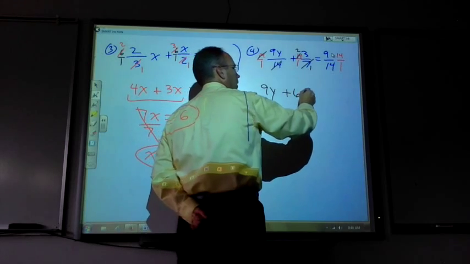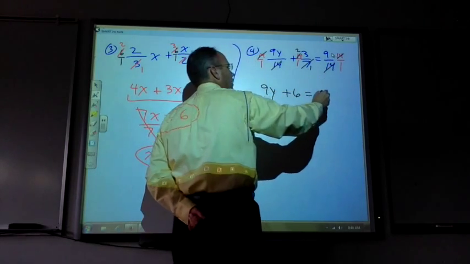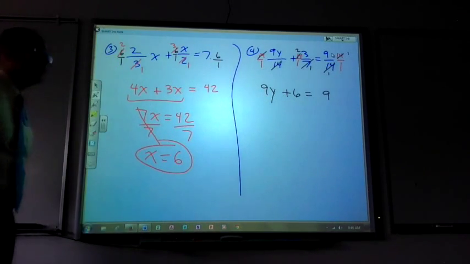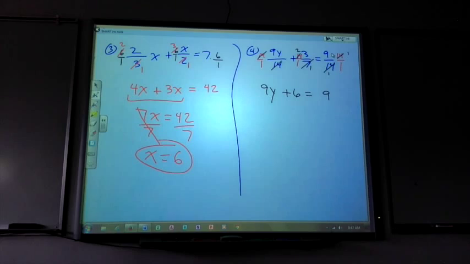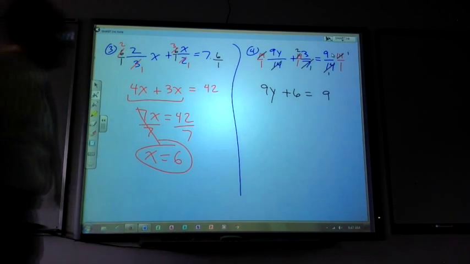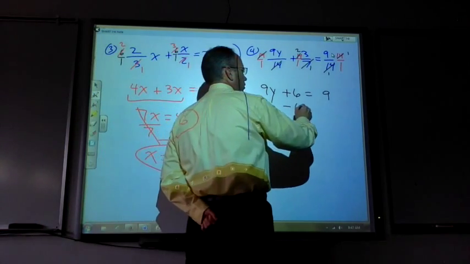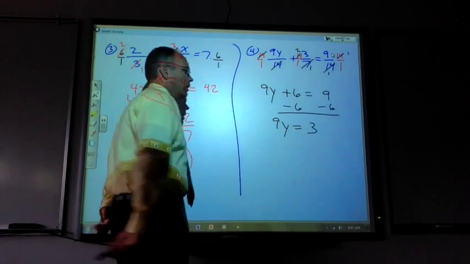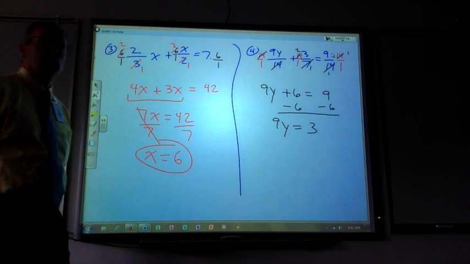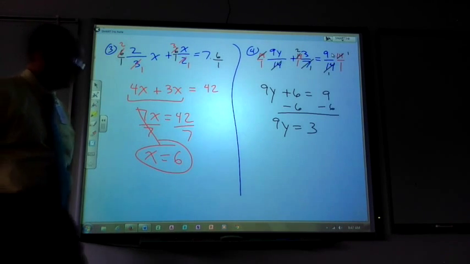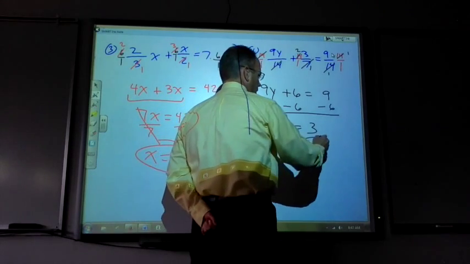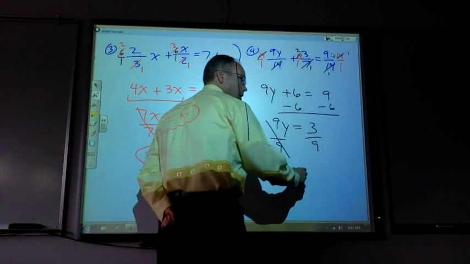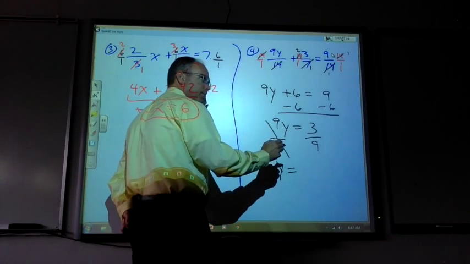6. Good. And then my last one gives me 9. And that makes it a lot nicer looking problem. So then I'm going to ignore like terms, so I'm going to subtract 6 from both sides. Is that okay? Then what? Divide by 9? What does 3 over 9 reduce to? 1 over what?